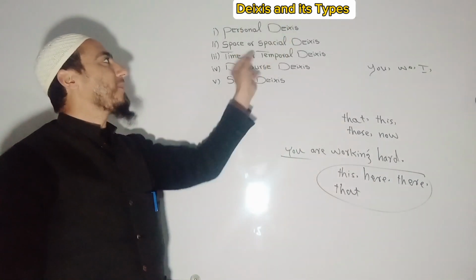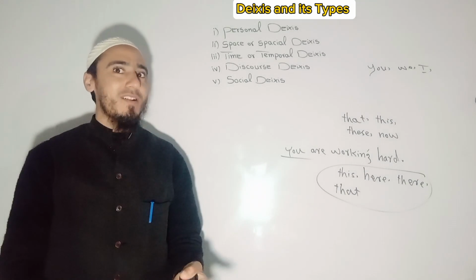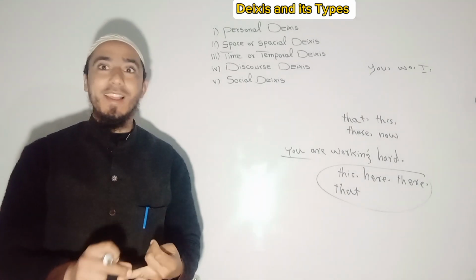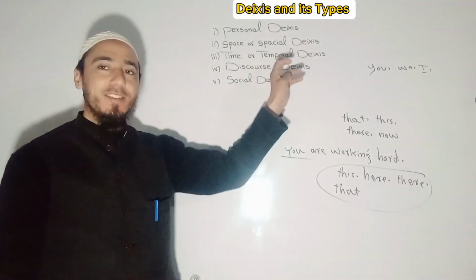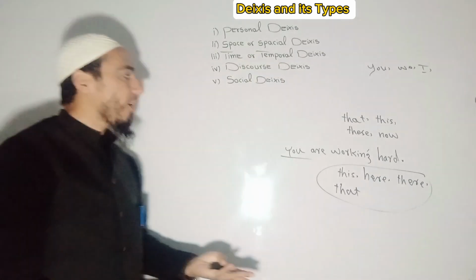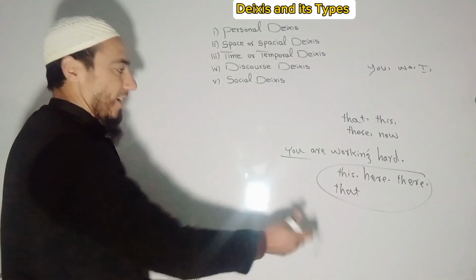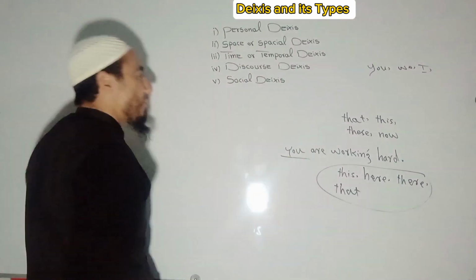The third type of deixis is time or temporal deixis. What is temporal deixis? Temporal deixis is any expression or linguistic form or any word that points or indicates time. We have such words; let me come to the example of time or temporal deixis.